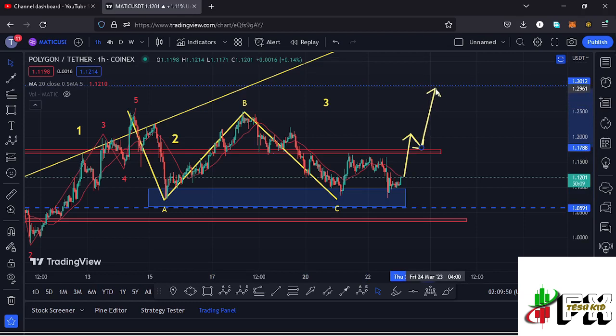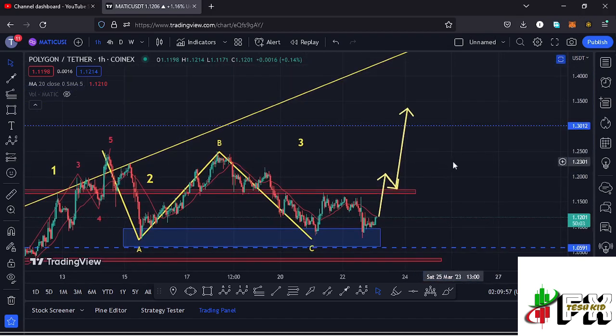And I'll be watching our very significant high at around the $1.3 mark, because a break above that will trigger even higher prices to get us to our target area in the formation of this wave 3 at around the $1.57 mark. So that is what I'm expecting here on the short-term scenarios.